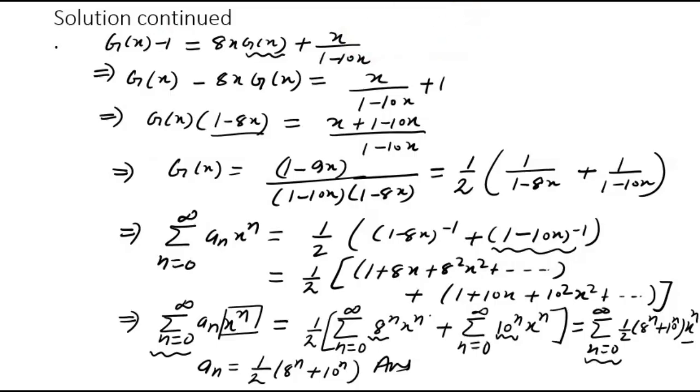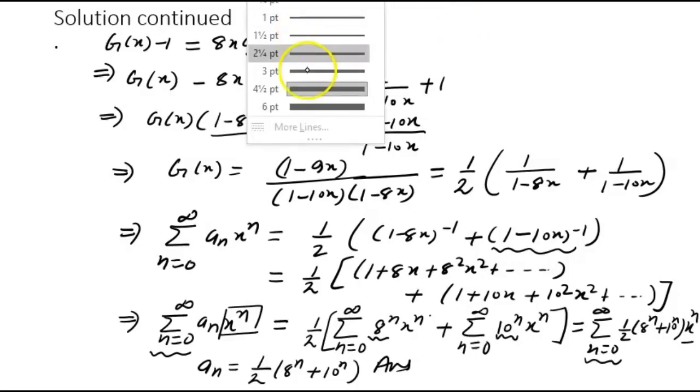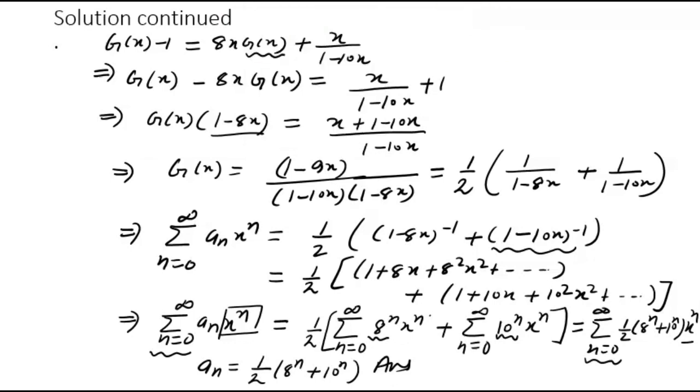You will be solving other problems, but please do some practice so that you are thorough with the concept. So if I have to do the partial fraction for this part, which I am writing here, (1 minus 9x) by (1 minus 10x) into (1 minus 8x), how will I write it? I will write A by (1 minus 10x) plus B by (1 minus 8x).